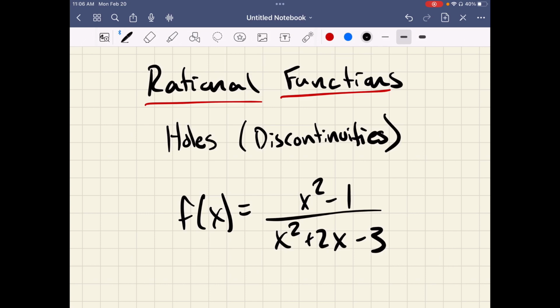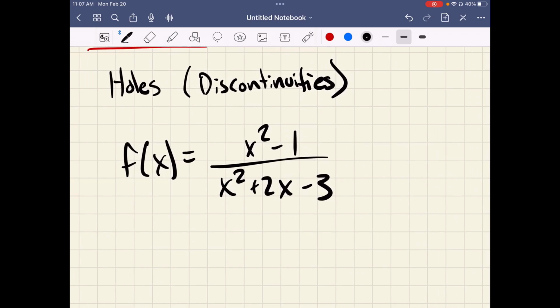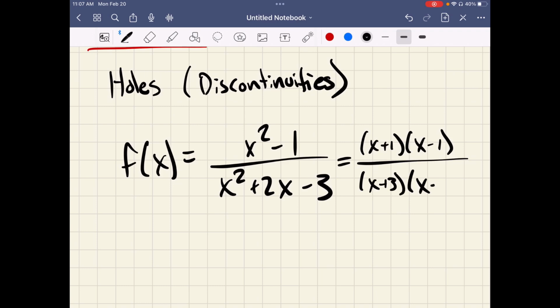So we're going to take a look at the first function we have here. And what we're going to do is factor both the top, the numerator, and the bottom, the denominator. I'm going to notice I have a difference of two squares in the top, so that factors to x plus 1, x minus 1. And then in the bottom, I'm going to have this quadratic factored to x plus 3 and x minus 1.